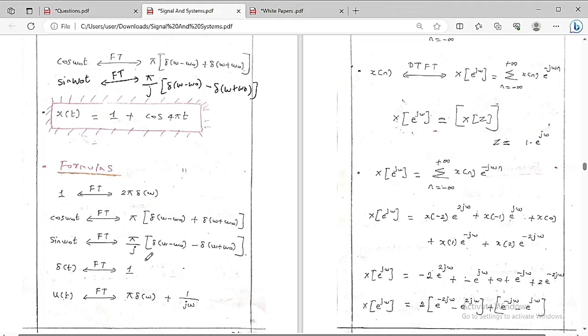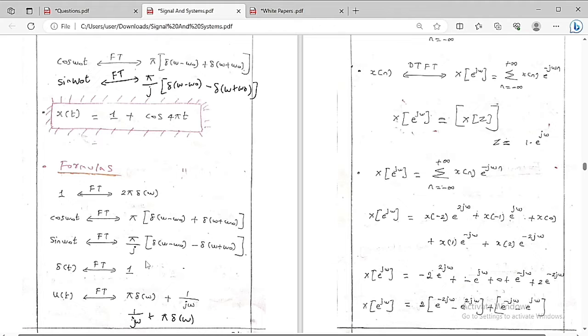Or we can write it vice versa, that is, 1 by j omega plus pi into delta of omega. But I prefer to use only this one, because for u of t the Laplace transform is 1 by s, right? So s is equal to j omega, and some extra factor will be there, just pi into delta of omega. So these things you always have to keep in your mind.